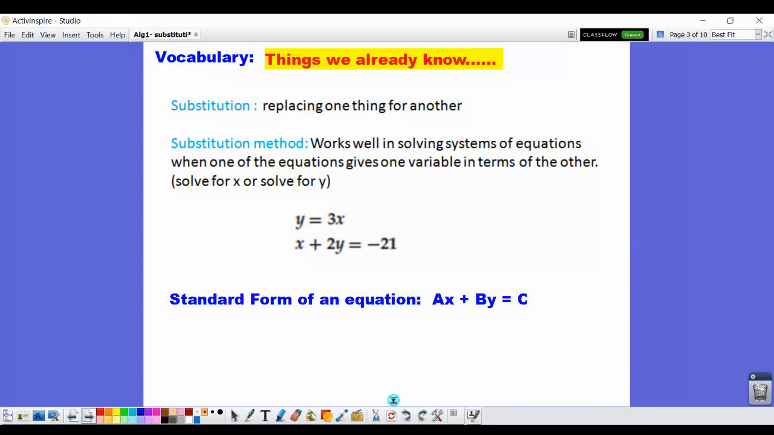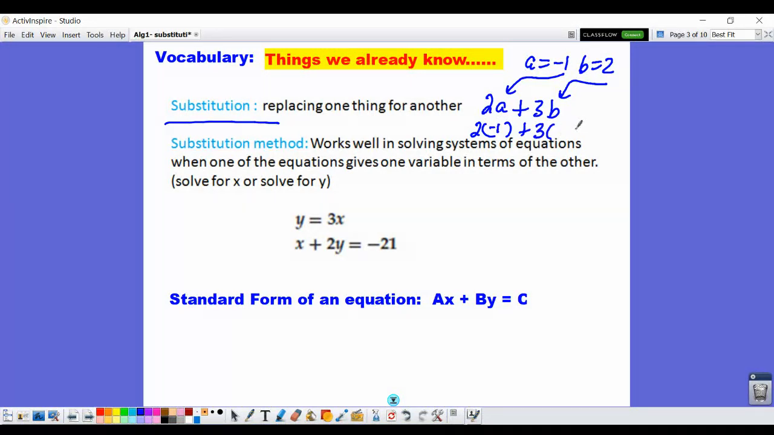Okay, we have some key vocabulary in this unit, and we already know what substitution is. So that isn't a new thing. So for example, if I give you 2a plus 3b and I give you a equals -1 and b equals 2, we know that substitution means we're going to use parentheses. We're going to drop in those numbers where the variables are, and then we're going to evaluate. So 2 times -1 is -2, 3 times 2 is 6. -2 plus 6 gives me 4.